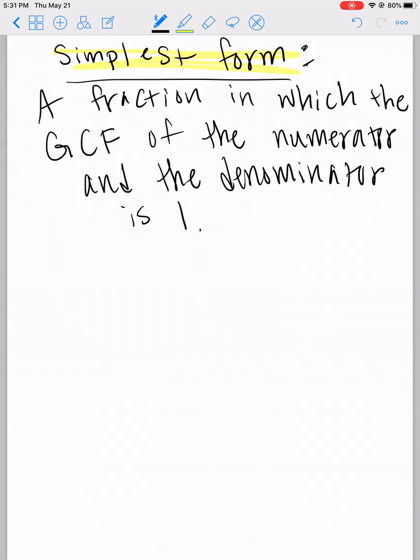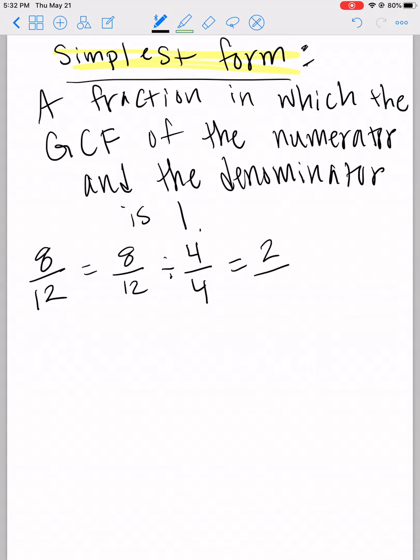Simplest form. So remember, that comes down to our formula. If I have 8/12 and I want to get it to its simplest form, I'm going to ask what number goes into both an 8 and a 12. I know that a 4 goes into both, so I'm going to take the 8/12 and divide it by the 4, and that will get me to my simplest form. So 8 divided by 4 is 2, and 12 divided by 4 is 3. So this is your simplest form.